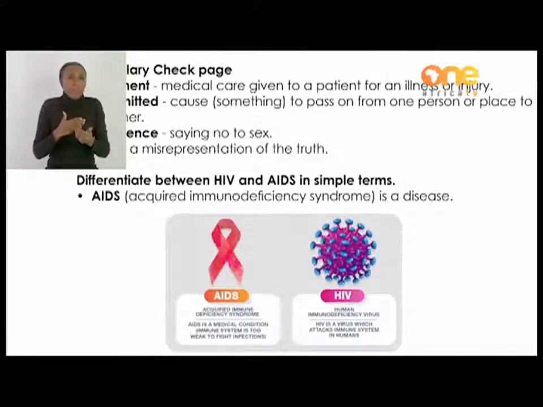AIDS stands for Acquired Immunodeficiency Syndrome, which is a disease that is caused by HIV. The moment HIV destroys our white blood cells and weakens our immune system, it's unable to fight infections anymore, and that's when our body is attacked by many infections and diseases, and that is what we call AIDS.